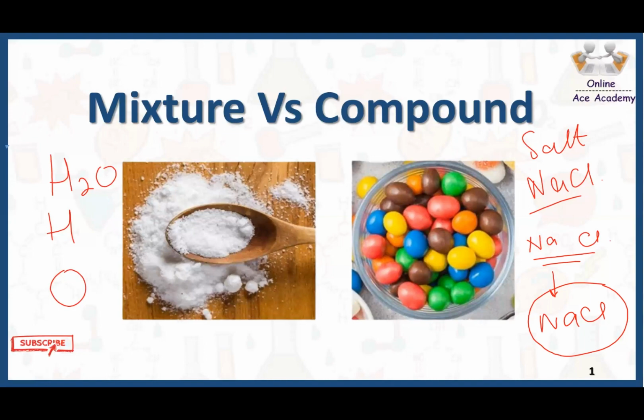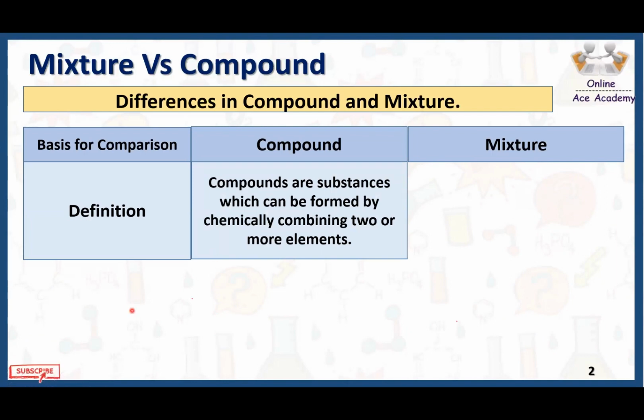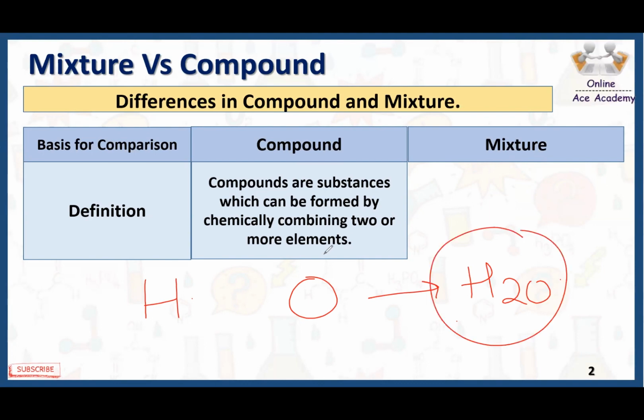So let's learn about mixtures and compounds and their differences in today's lecture. What is a compound? Compounds are substances which can be formed by chemically combining two or more elements. Say, for example, we have hydrogen and oxygen. Hydrogen is an element, oxygen is an element. Both these elements combine chemically, and as a result, they form a compound, that is water, H2O. So, when two or more elements join together chemically, we get a compound.